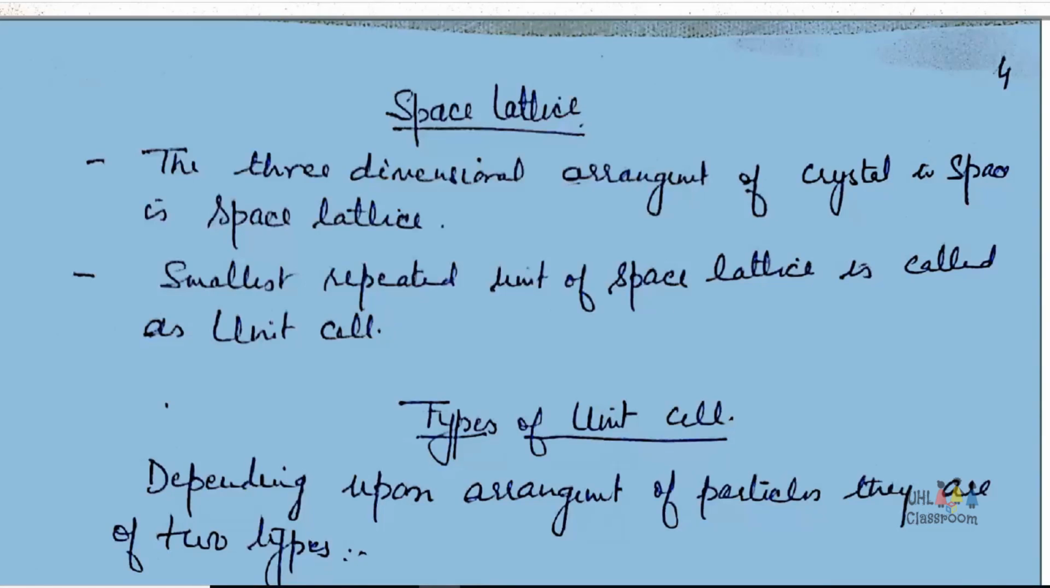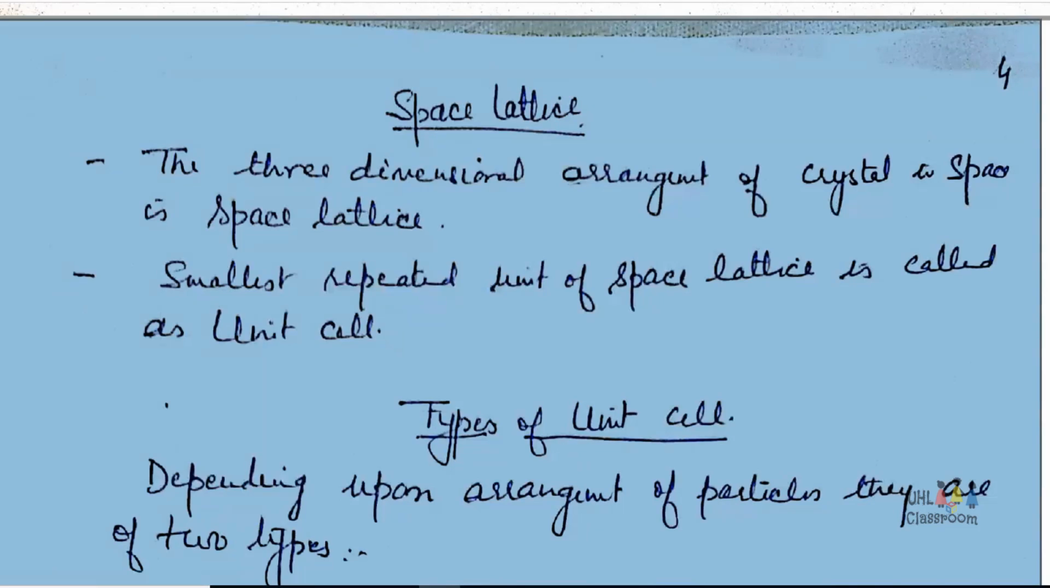Today we will start with space lattice. Space lattice is the three-dimensional arrangement of a crystal in space. The space lattice can be compared with a building in which similar type of rooms are combined together to form a big building. The smallest repeating unit of the space lattice is called as unit cell.